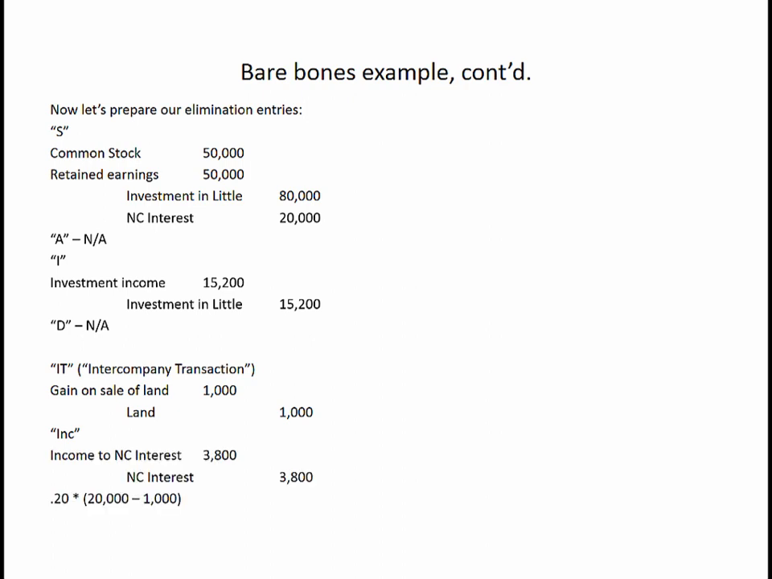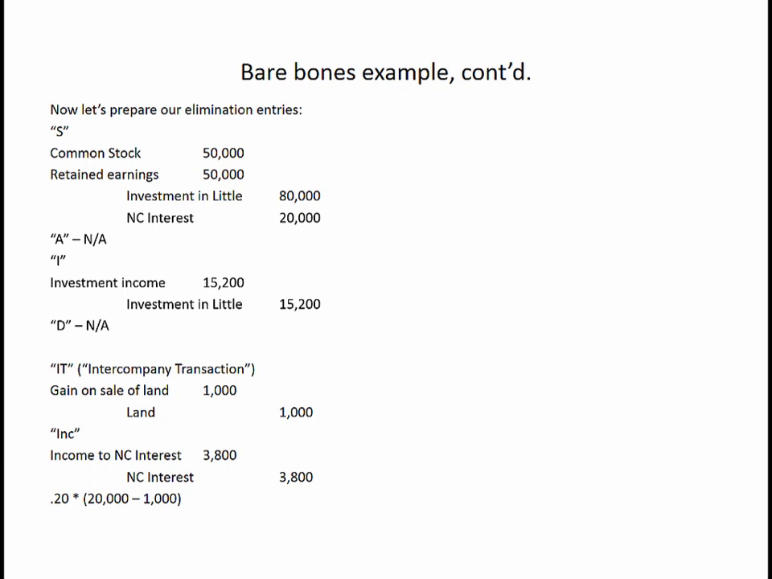Now in this case, in normal circumstances, the non-controlling shareholders would get their 20% of the subsidiary's reported earnings at $20,000. But again, we have to realize that of the reported earnings of $20,000, $1,000 of that was that unrealized gain on this intercompany upstream sale of land. So what we do is we say, okay, the non-controlling shareholders are going to get 20%.